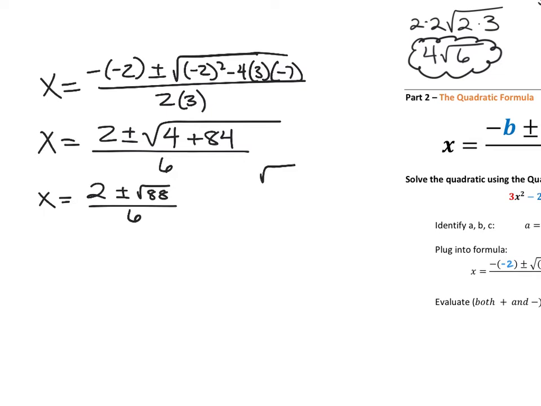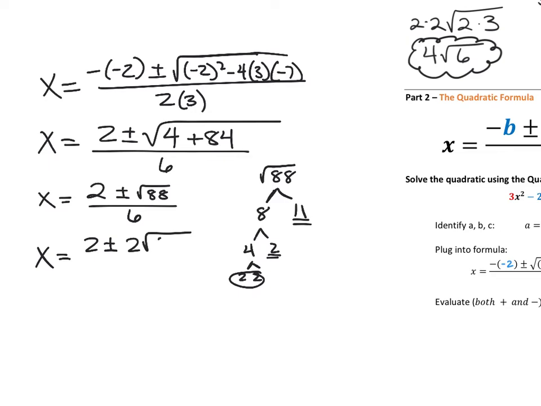And then, well, I just learned how to simplify square roots. So 88, if I break that down, that's 8 and 11. And 8 is 4 and 2, and 4 is 2 and 2. So I have a pair, and I have the singles. So this really means that I have x equals 2 plus or minus the pair, and 2 times 11, that's 22. Divide by 6, and then, oh, well, I can reduce those fractions. This is actually 1 plus or minus square root of 22 over 3.